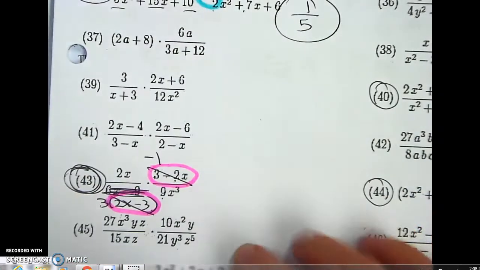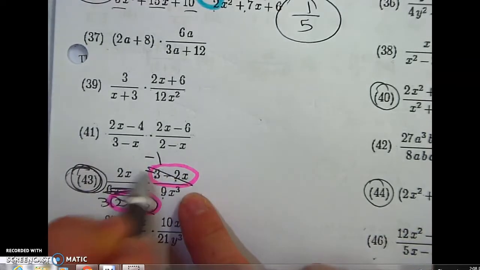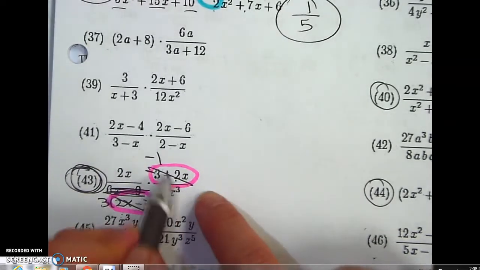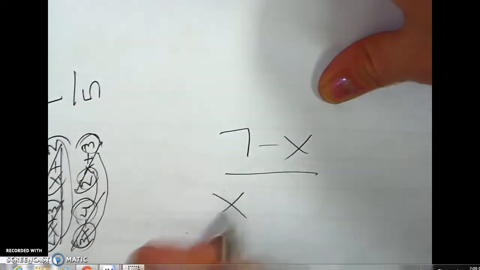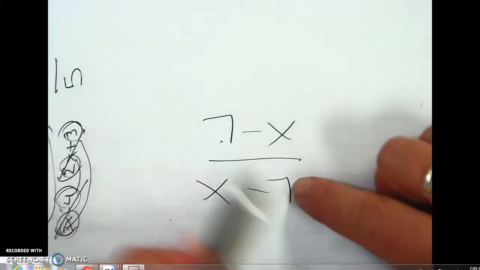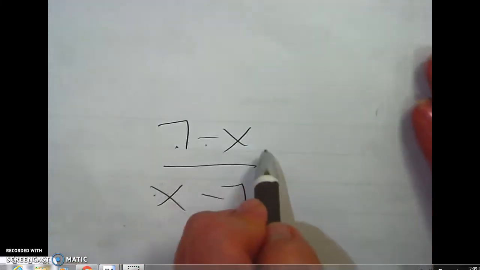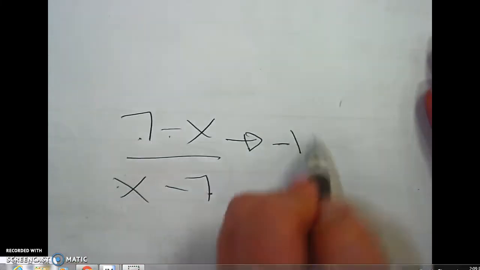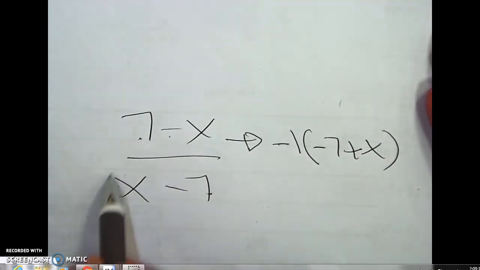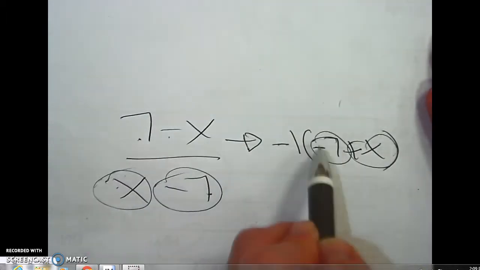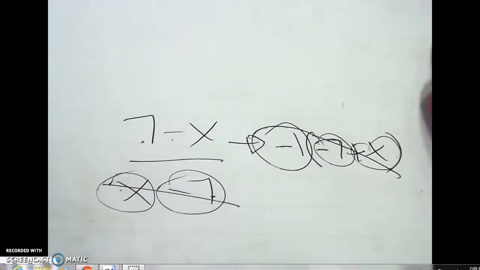-1. Because if I took out a -1, then this would be negative, that would be positive, then the 2x minus 3 match. So let me explain that. If I have 7 minus x and I have x minus 7, these are opposite and these are opposite. If I rewrote this as -1 parenthesis -7 plus x, doing the opposite, then now the x is positive, then 7 is negative, boom, I'm left with -1.